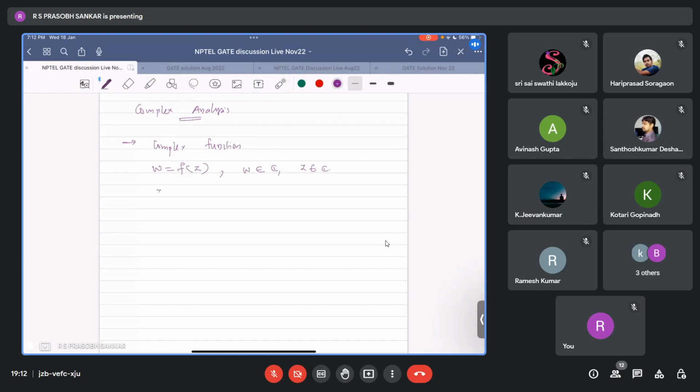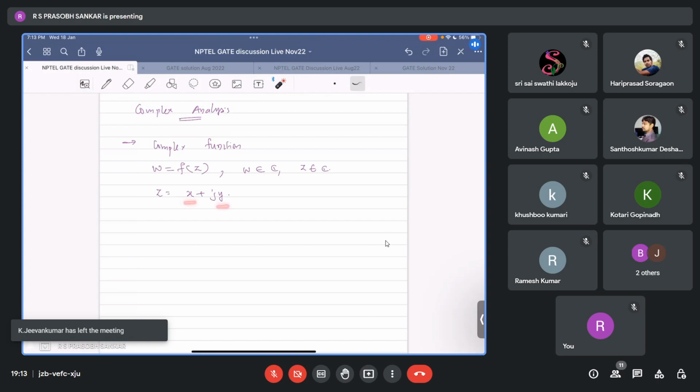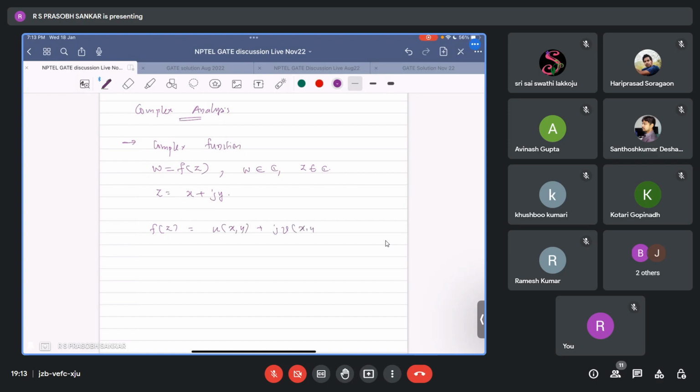Now another way of writing the same thing is like this. We know that z equal to x plus jy, where x is the real part, y is the imaginary part, and j is the square root of minus 1. Since w is also potentially a complex number, we can write f of z as u(x,y) plus j times v(x,y). This is another way of writing the complex function. Here u is the real part of f of z, v is the imaginary part of f of z, and x and y are the real and imaginary parts of the input.